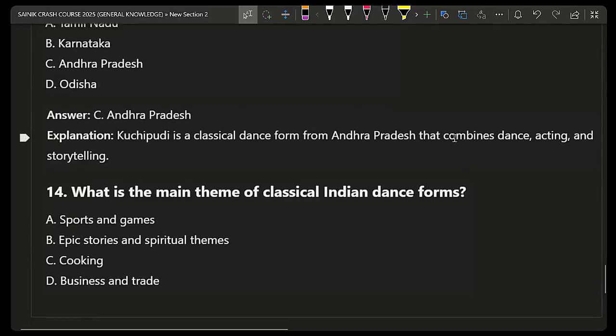What is the main theme of classical Indian dance forms? Sports and games, epic stories and spiritual themes, cooking, business and trade. What is the theme of most of the dance forms in India? Classical dance forms, what is the main theme of all of them? This is very easy to identify. Let me see.